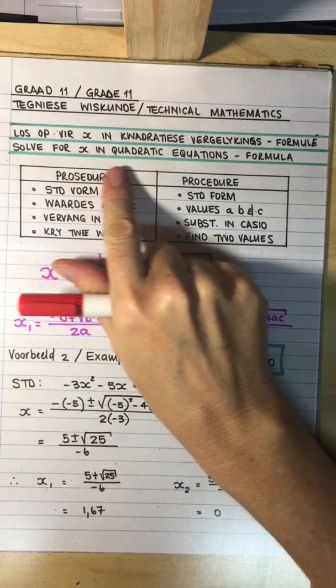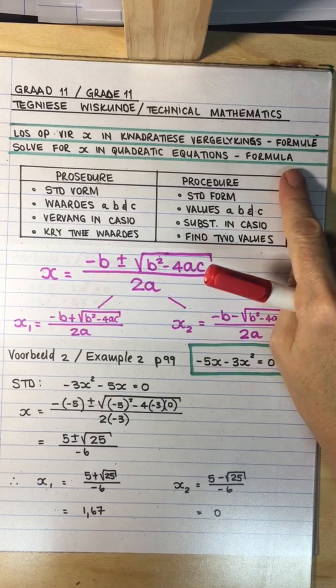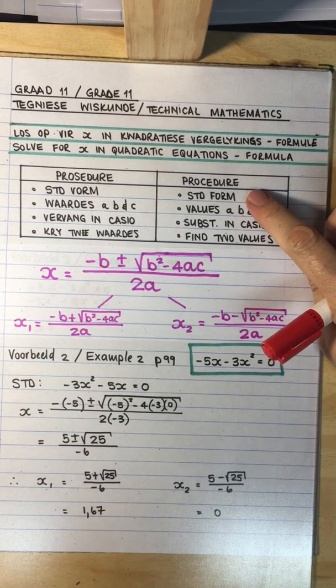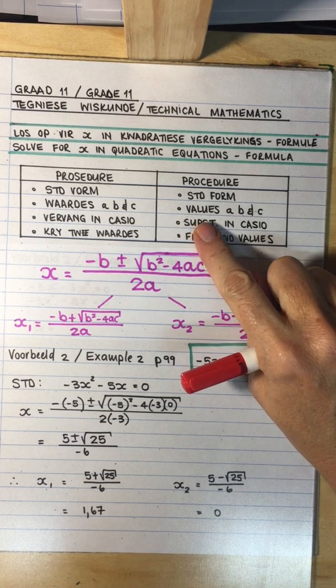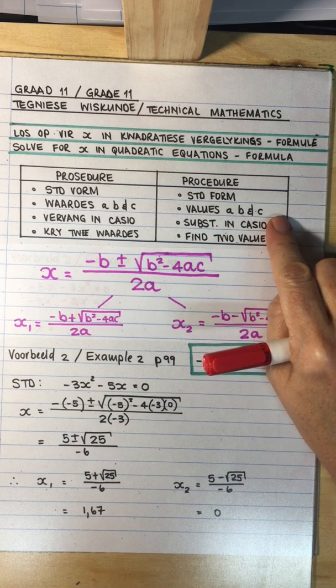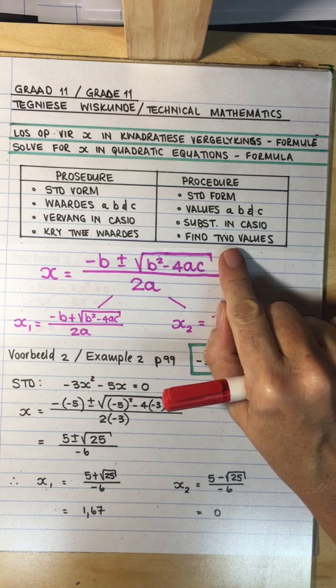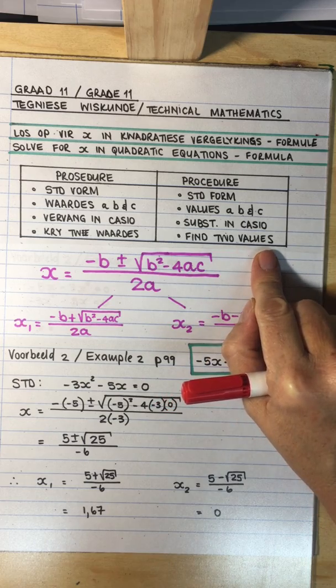Solve for x in a quadratic equation using the quadratic formula. Our procedure again will first be to make sure that the equation is in the standard form. Thereafter we can find values for a, b and c. We will substitute into the calculator and find 2 x values.